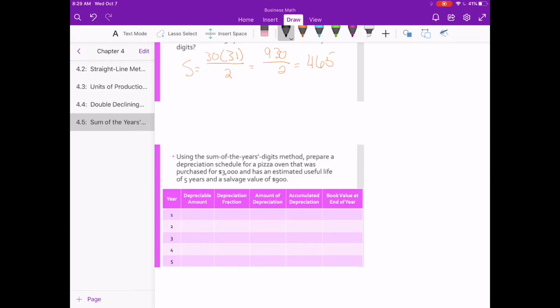The first thing we need to figure out is what the depreciable amount is. So we take the cost minus the salvage. We take 3,000 minus 900 to get 2,100. That's the depreciable amount for all the years. So I'm just going to write that down, this entire column.